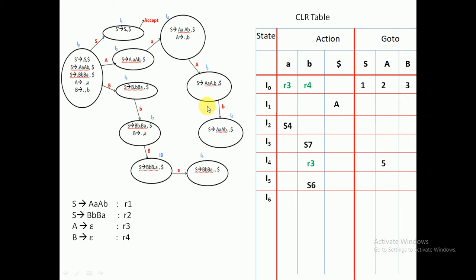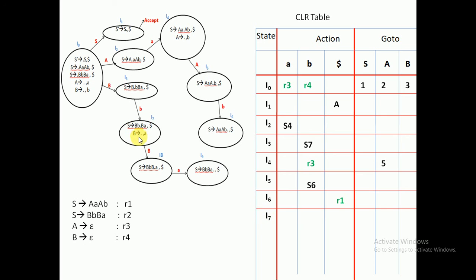Then I6 is a reduced state. Okay, so reduce into where? S. And what is the production number? R1. What is the lookahead of this production? $. So according to CLR, the reduced statement number is written at the location of the lookaheads. The lookahead is $, so in the column of $, we need to write the reduced number R1. Okay, R1 is clear. Then I6 is also completed.